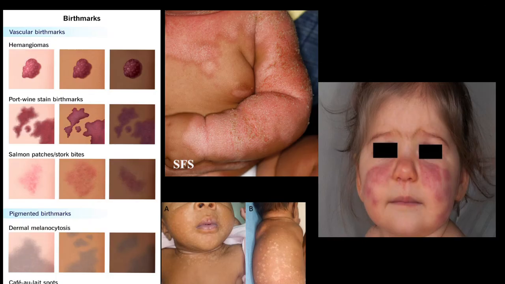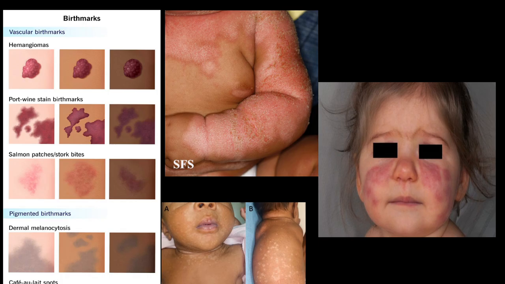As nurses, it's important to remember that the skin often provides the first clue that a child has an underlying medical condition. Some skin findings are harmless, normal variations, while others signal more serious systemic disease. The first finding listed is a vascular birthmark, or hemangioma.